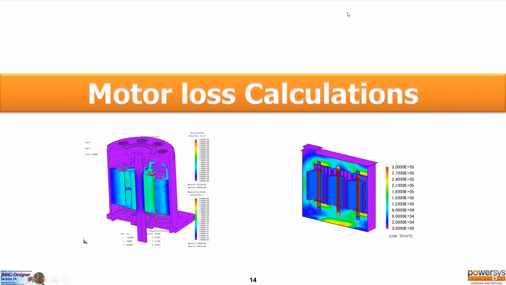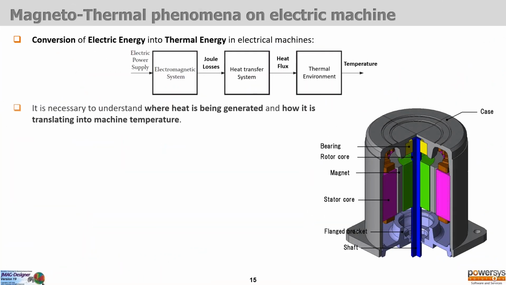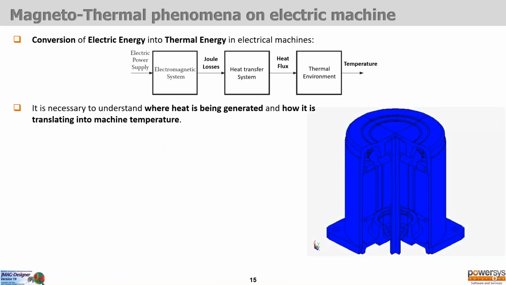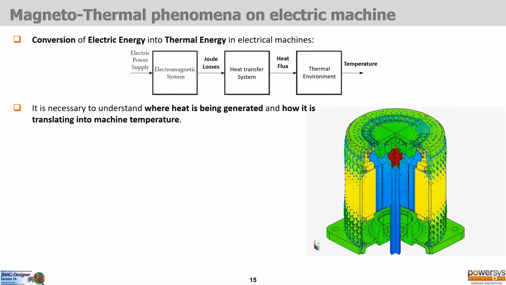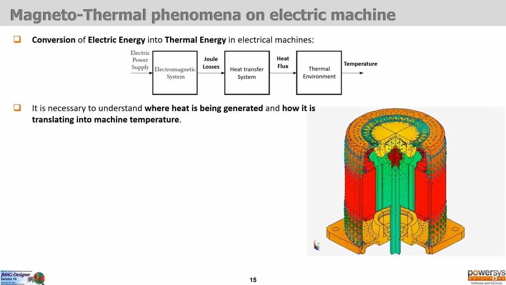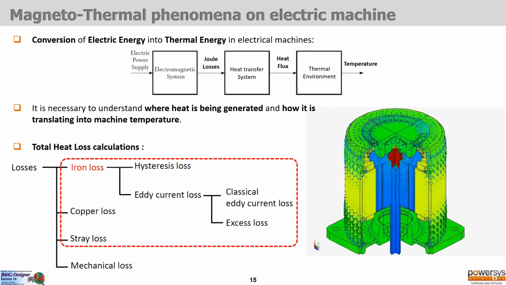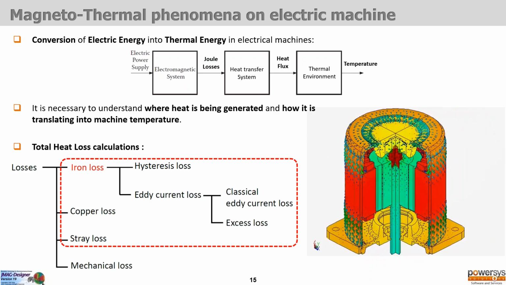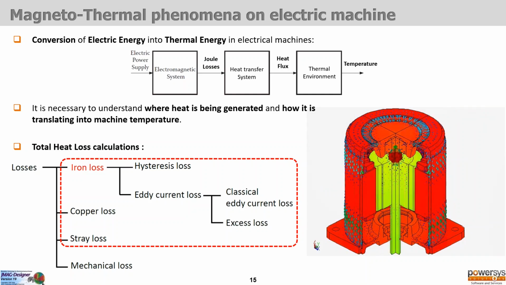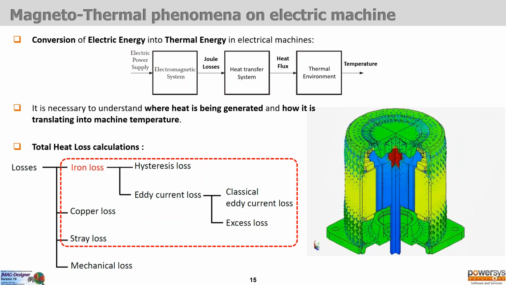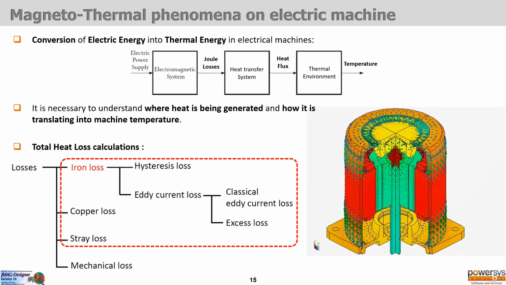Regarding the loss calculation, it is very important to understand where the losses are generated inside the motor and to see how this loss is translated into temperature in the parts. JMAG will allow you to calculate the losses generated by the variation of the magnetic field, so the iron losses, and also the losses generated by the current flowing inside the conductors, like the coil or the tank of the motors.